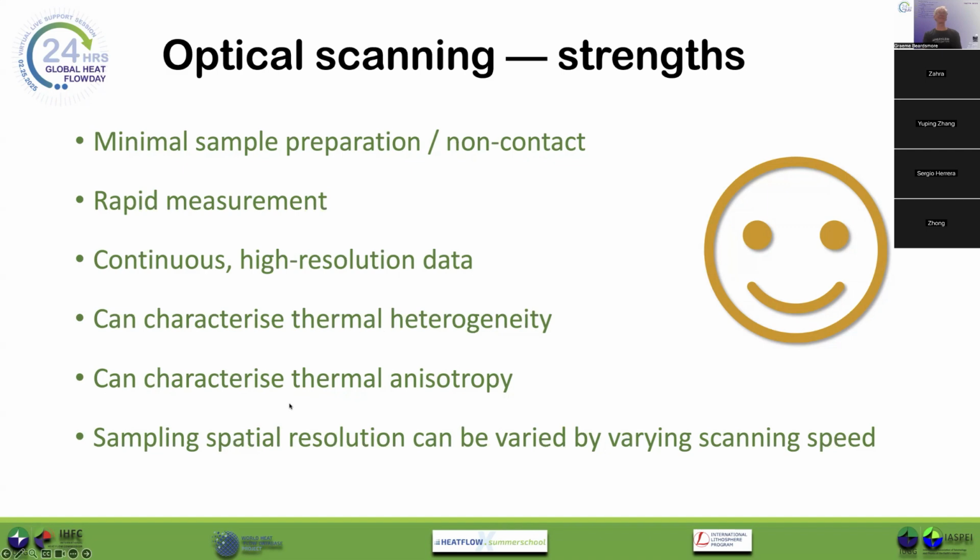and sampling spatial resolution can be varied by varying the scan speed. So if you want higher resolution, you can slow down the scan speed. If you don't need such high resolution, you can speed it up and get through more samples in the same amount of time.